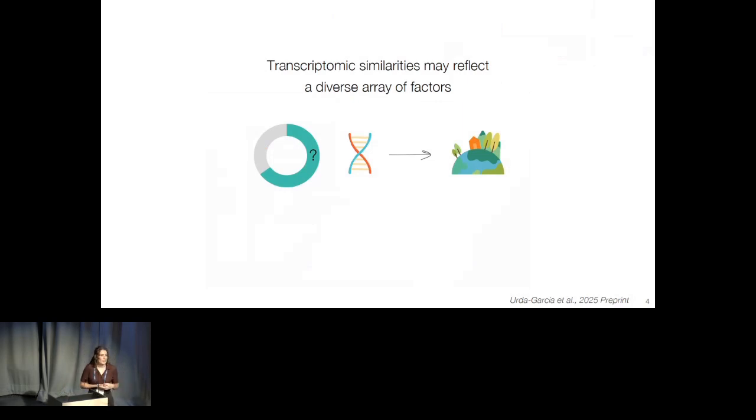The thing is that transcriptomics is such a rich source of information that transcriptomic similarities behind disease could potentially reflect a wide range of factors, ranging from genetic to environmental influences. So this led us to try to disentangle this genetic and non-genetic origin underlying co-occurrences using as a proxy transcriptomics and genomic information.